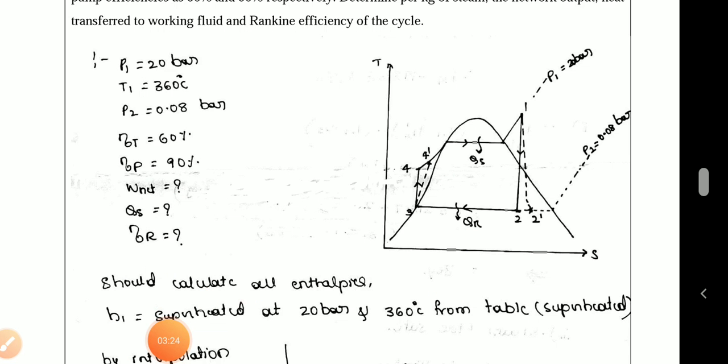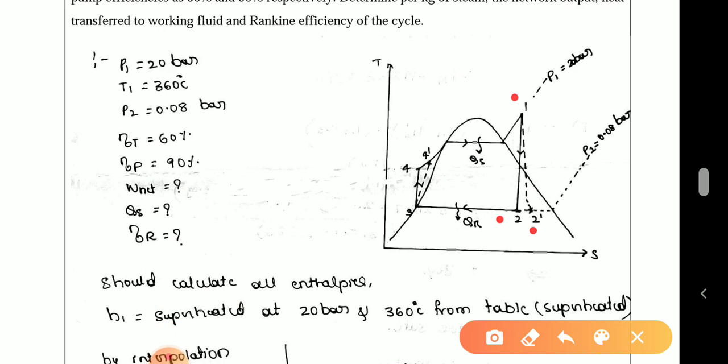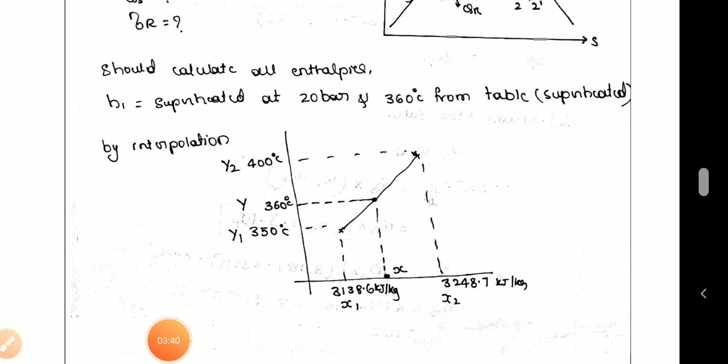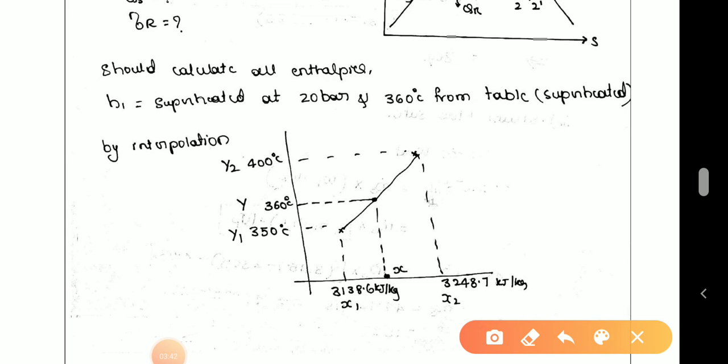Now to solve the problem, we have to calculate all the enthalpy values: H1, H2, H2 dash, H3, H4 and H4 dash. To calculate H1, it is in the superheated region, so we can see it directly from the superheated table: H1 at 20 bar and 360 degrees Celsius. We'll go to the table and check the values.